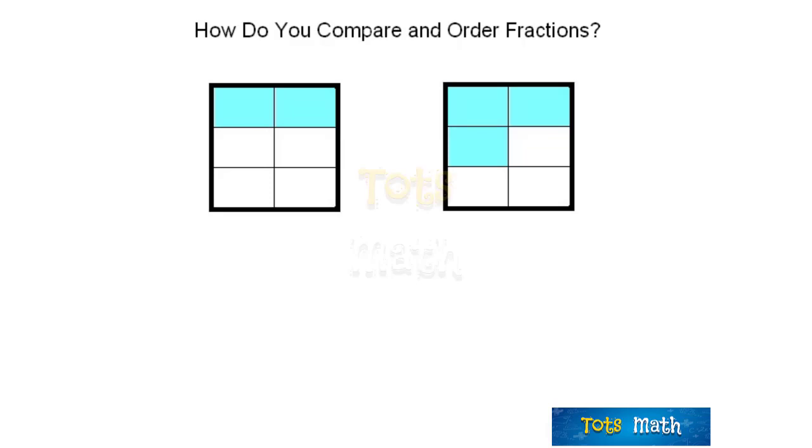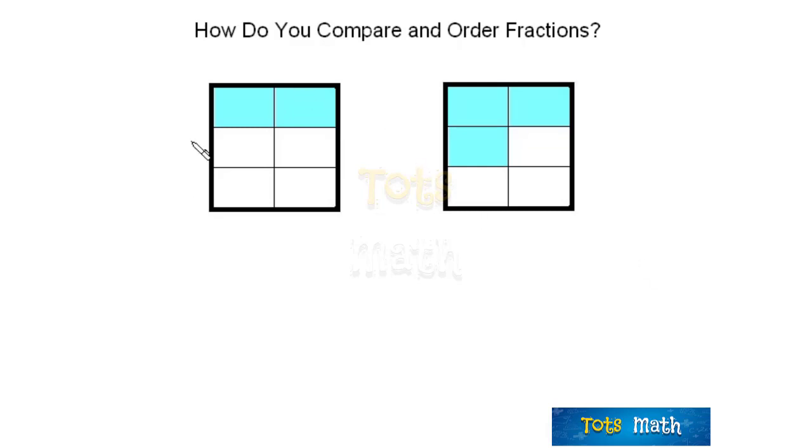How do you compare and order fractions? Well, that's a great question, and let's begin by looking at some simple examples, and then we'll work our way up to the tricky problems. On the screen, we have two rectangles, and each rectangle is divided into 6 equal pieces.